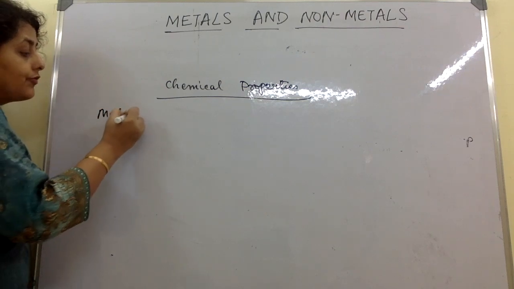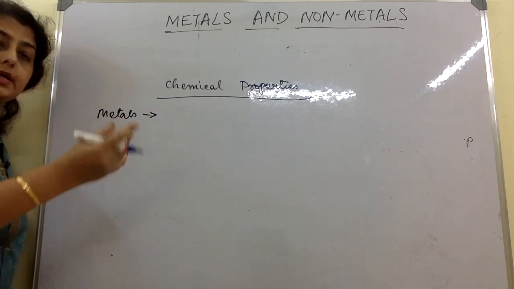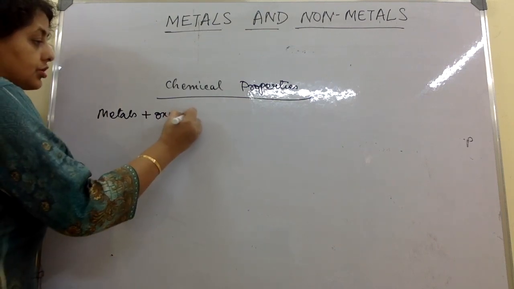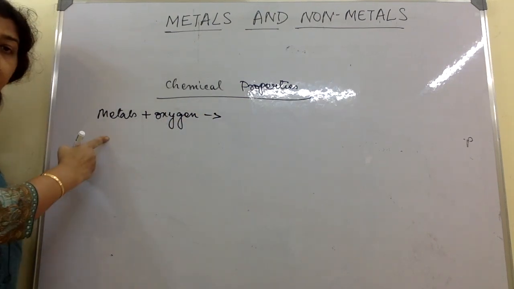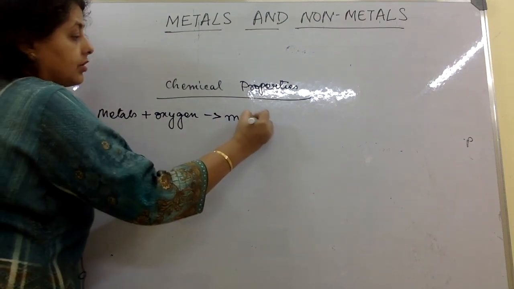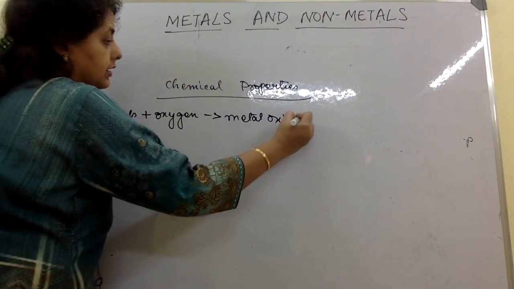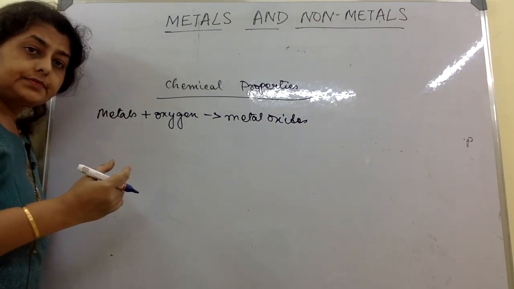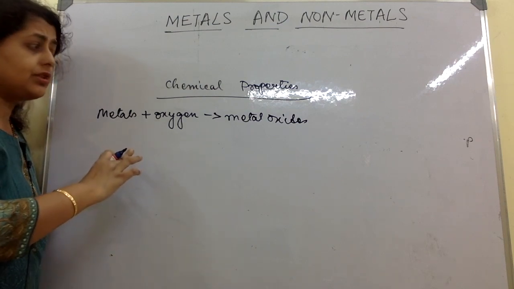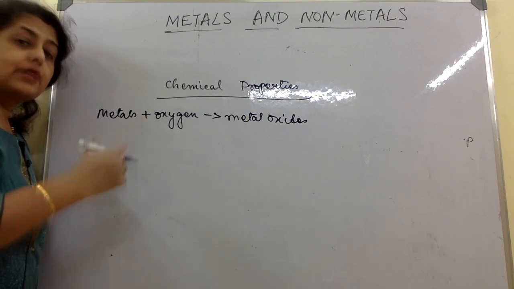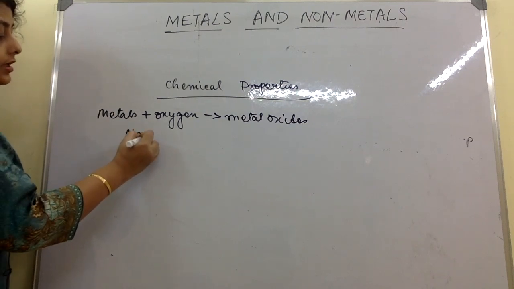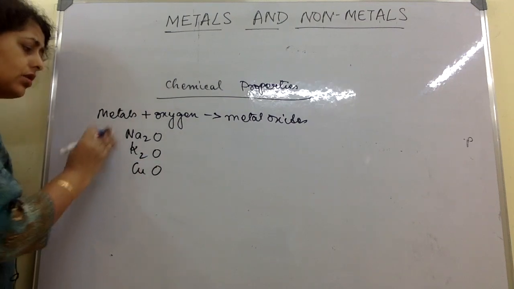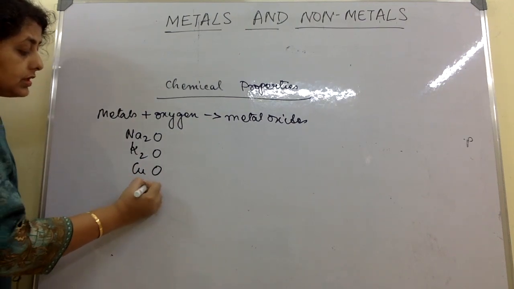When metals react with oxygen, they form metal oxides: metal plus oxygen gives metal oxide. Now I can give you some examples like Na2O, K2O, or even CuO. MgO too. These are all metal oxides.